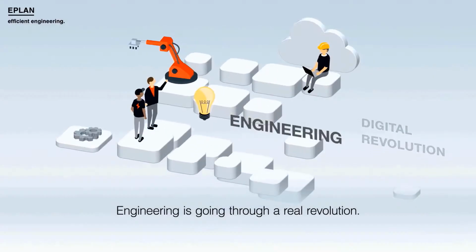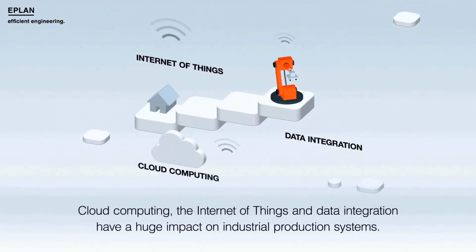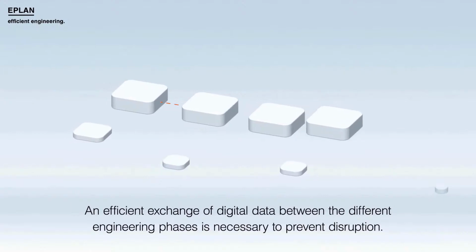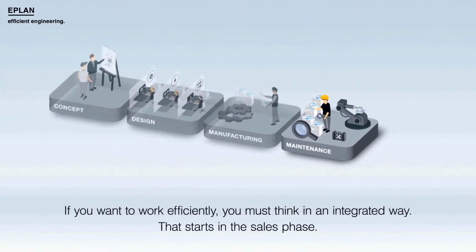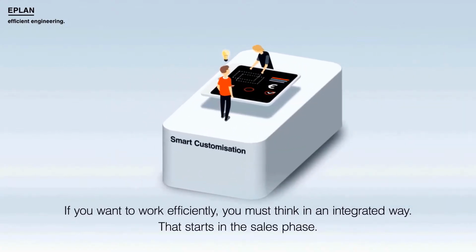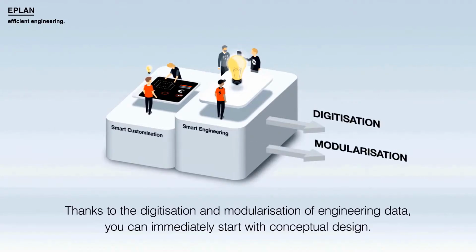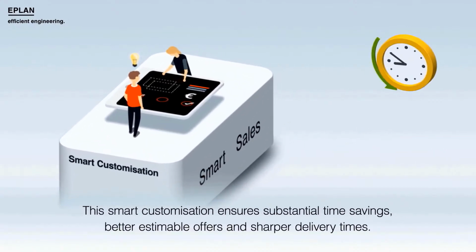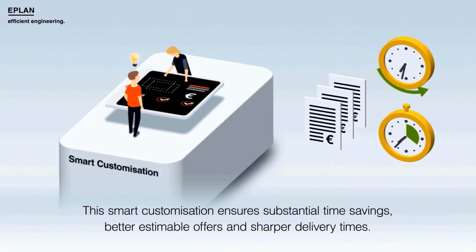Engineering is going through a real revolution. Cloud computing, the Internet of Things, and data integration have a huge impact on industrial production systems. An efficient exchange of digital data between the different engineering phases is necessary to prevent disruption. If you want to work efficiently, you must think in an integrated way. That starts in the concept phase. Thanks to the digitization and modularization of engineering data, you can immediately start with conceptual design. This smart customization ensures substantial time savings, better estimable offers, and sharper delivery times.